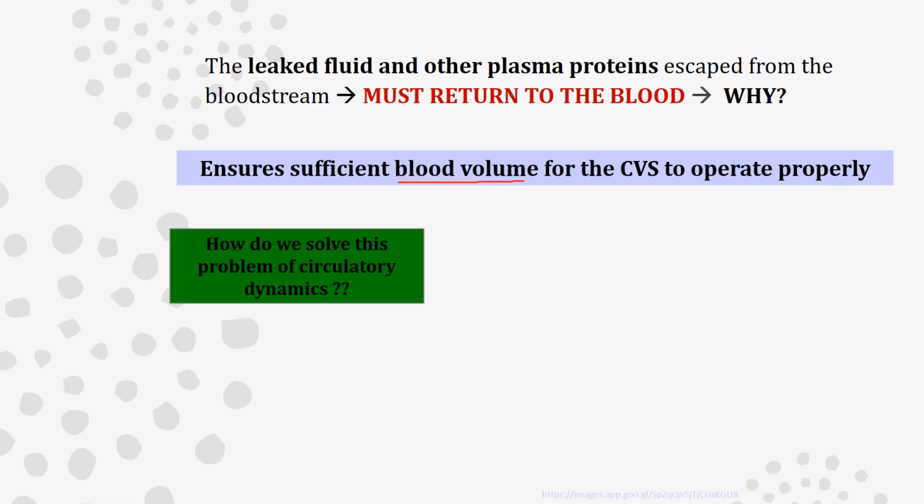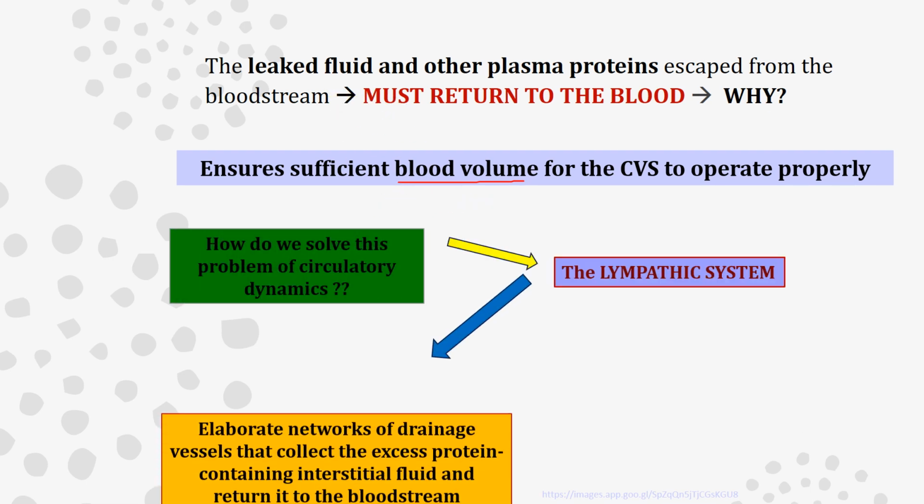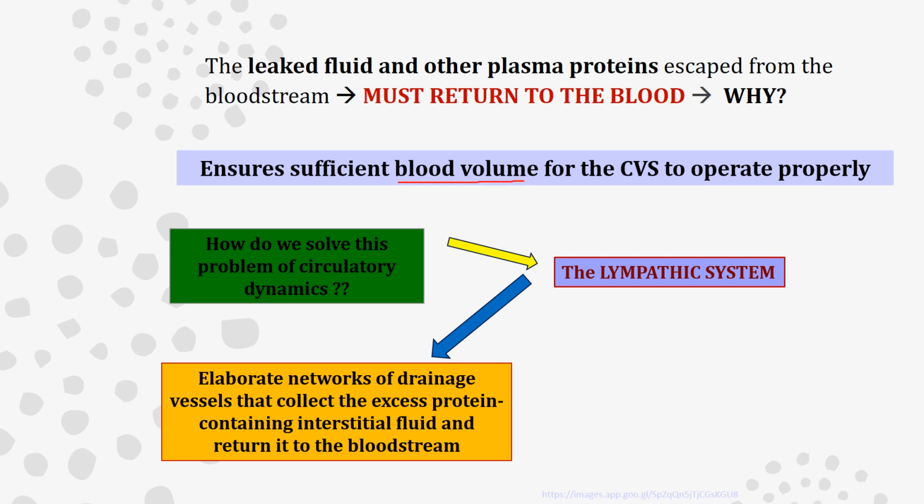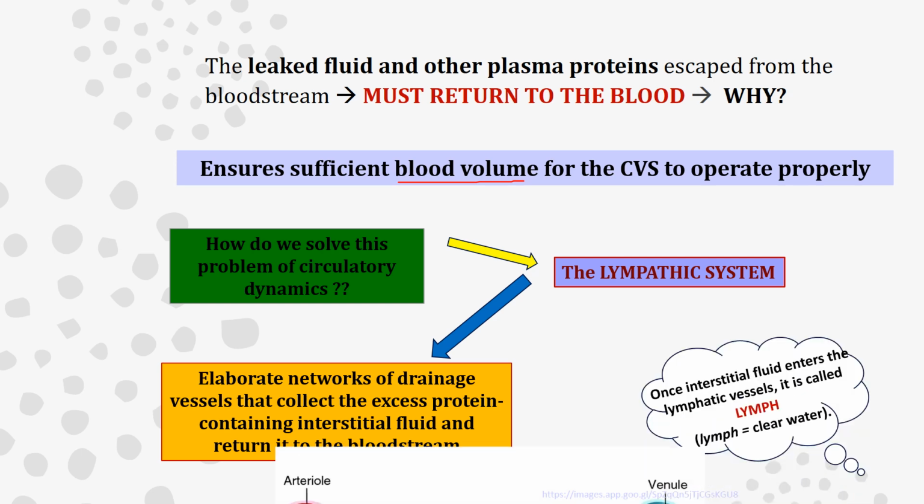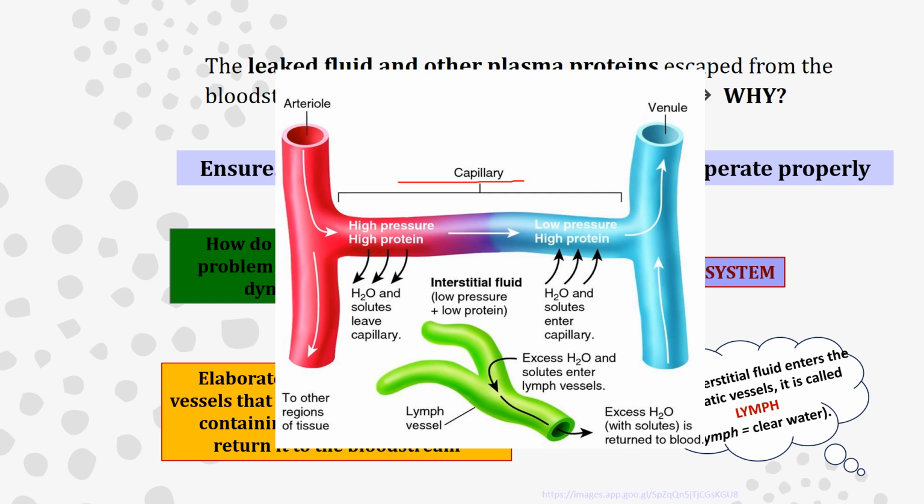So to solve this problem, this is where the lymphatic system comes into play to help collect all this excess fluid and return it to your bloodstream. Because if you don't have enough blood volume, there will not be enough perfusion of oxygen to all your organ systems, and eventually it's going to cause the entire system to collapse. So this is why the lymphatic system plays a very important role to return all this fluid by collecting it and sending it back to your circulatory system.